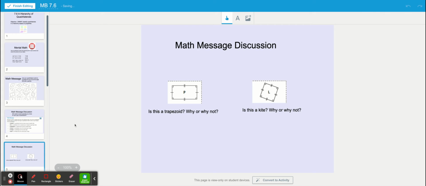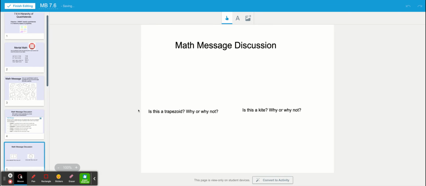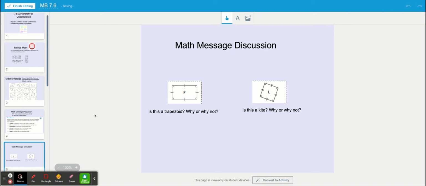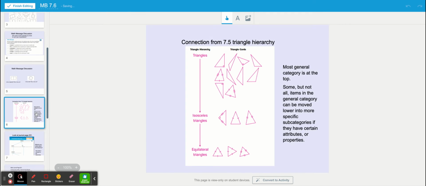So taking a look at P, is that a trapezoid? Is L a kite? Why or why not? I want you to think through that, looking at the definition here that you have on your math message in your book, and ask yourself, why is that or why is it not a trapezoid? Why is it or why is it not a kite? Explain that to yourself.